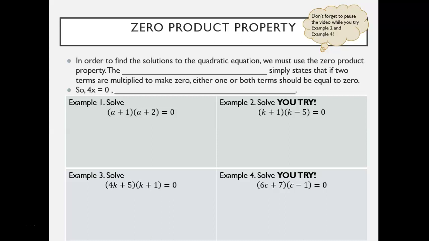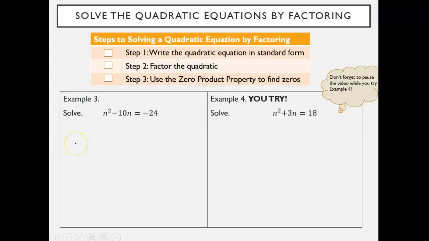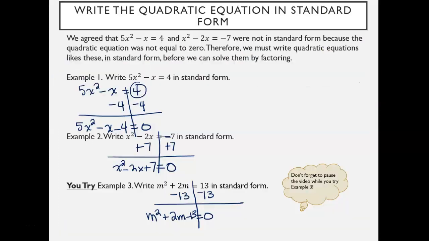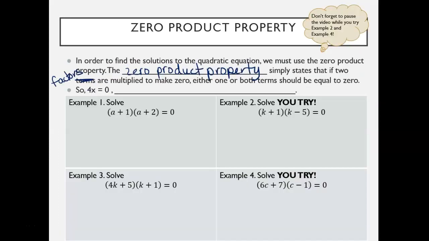All right, zero product property. In order to solve the equation, we must use the zero product property. The zero product property says this: if two terms are multiplied, excuse me, that should say factors. Two factors are multiplied to make 0, either one or both factors should equal 0.